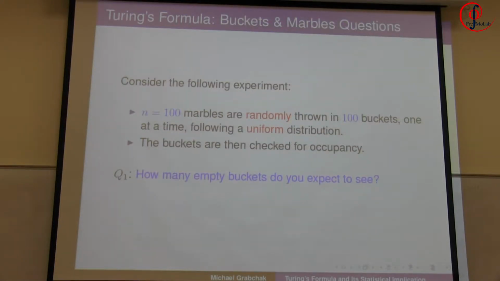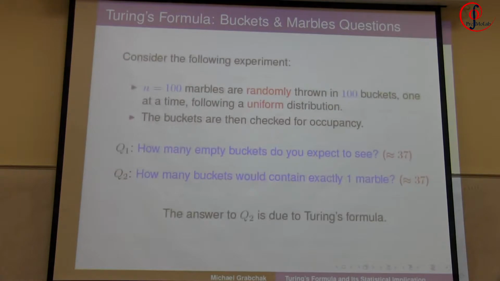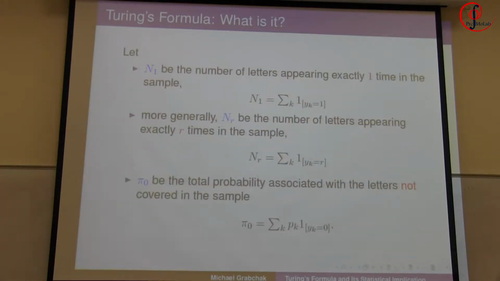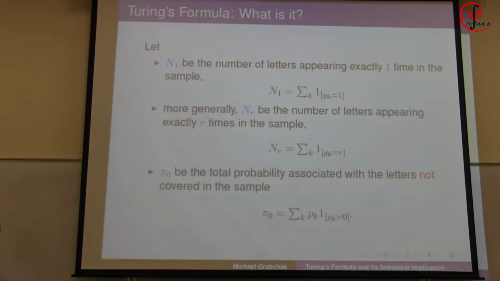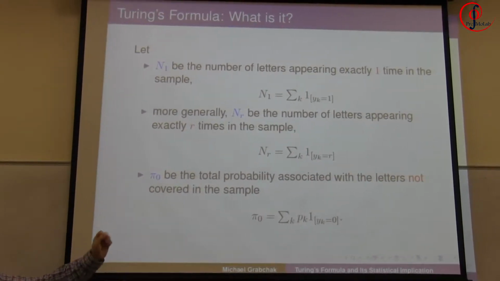Okay, so here are our two examples. Now, how do we estimate the number of species we haven't observed? Turing's formula starts, well, we need to make a couple of definitions. Let n1 be the number of species we observed exactly once, right? The sum of the indicator of all the y_k, where y_k are the counts of species k, that we saw exactly once in our sample.